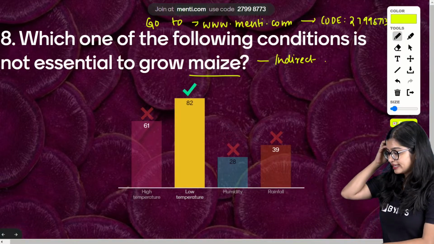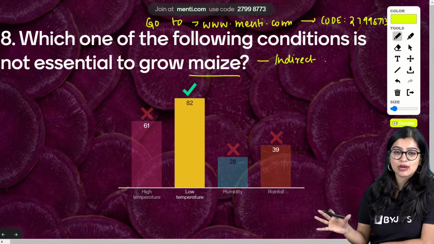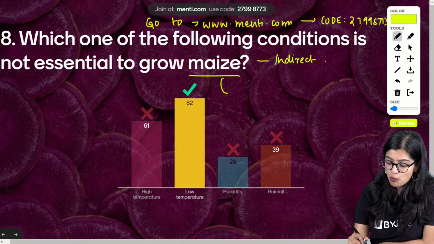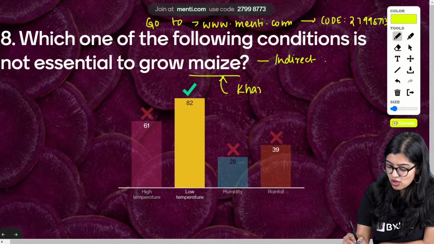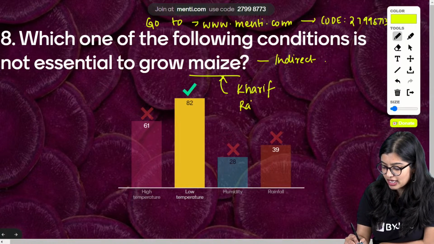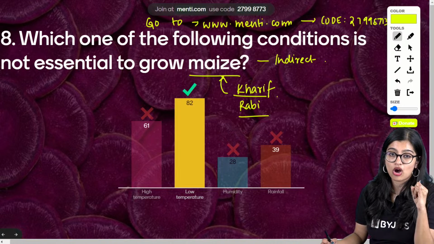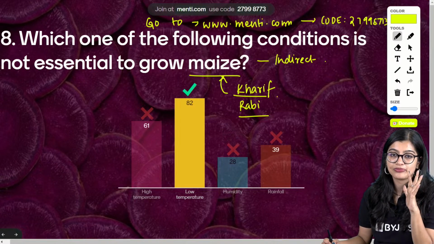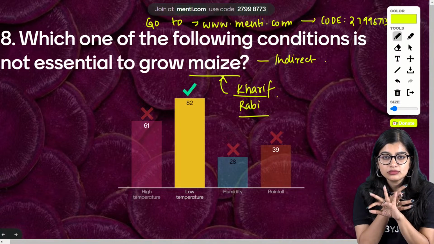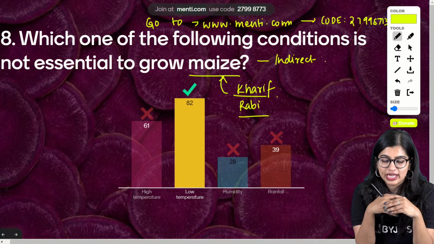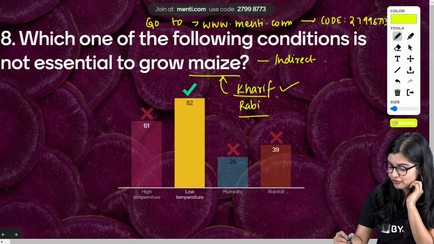Very good, all of you. At least the majority of you got this right. But here, of course, I can see some of you got a little confused. Now, what kind of crop is maize? Is maize a kharif crop or is maize a rabi crop? Very quickly, students. Kharif or rabi? Yes? Very good. Exactly. It is a kharif crop, right?